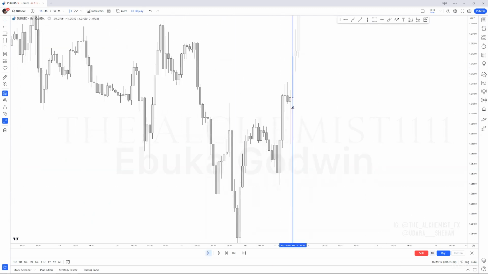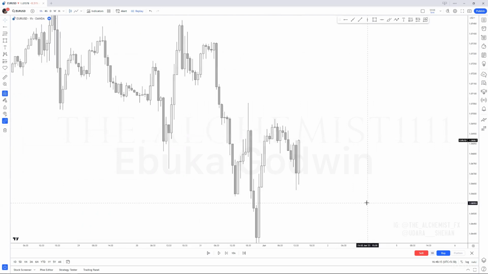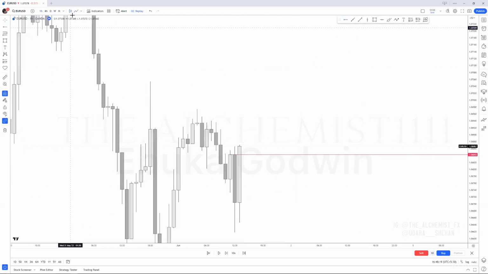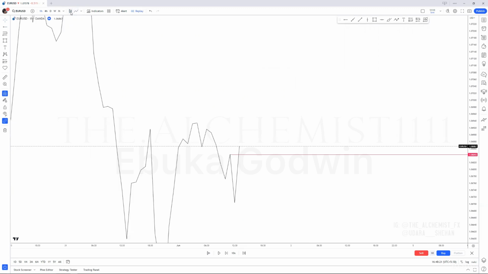Look at this. There's a nice re-entry in here. What is this? A resistance being broken, right? Then it turns into a support. Once a resistance is broken, we know that it turns into a support. But how do we know that we could trust this level? That's the problem. That is the reason why we use confluence. So our confluence will be a trend line. Look at this. Where's this?